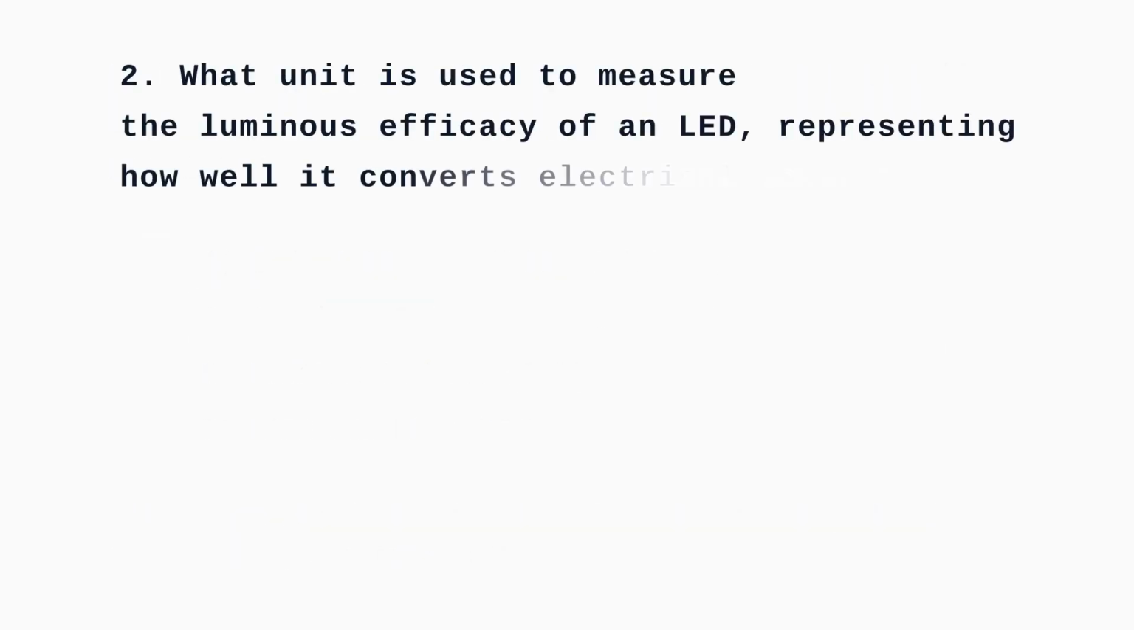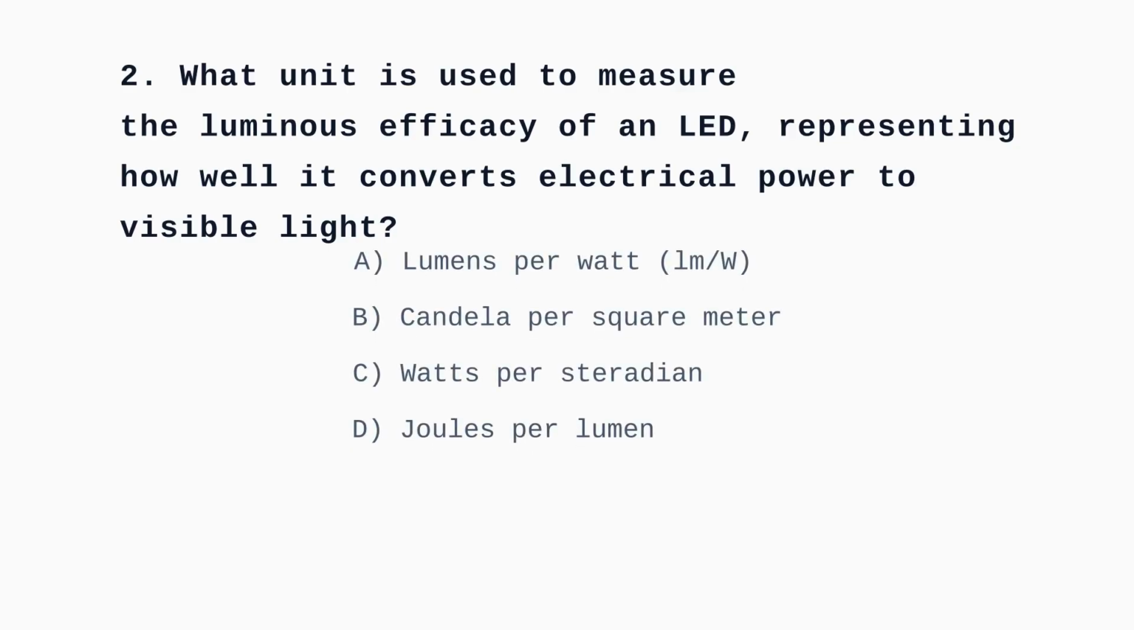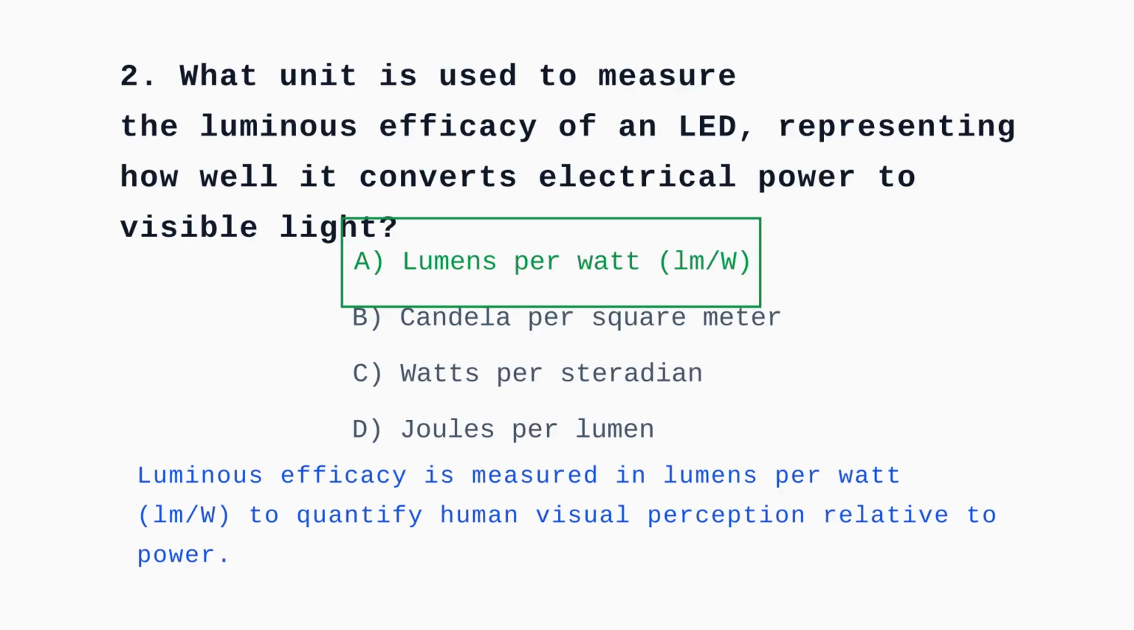Question 2. What unit is used to measure the luminous efficacy of an LED, representing how well it converts electrical power to visible light? Luminous efficacy measures the efficiency with which a light source produces visible light, calculated as the ratio of luminous flux in lumens to the electrical power in watts.